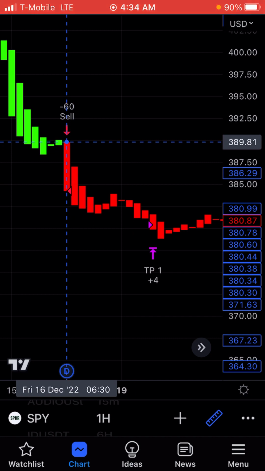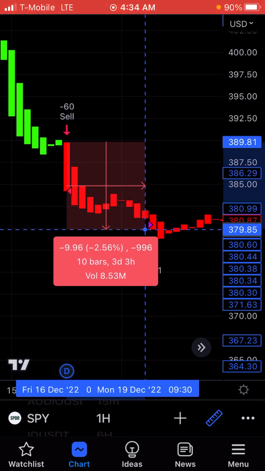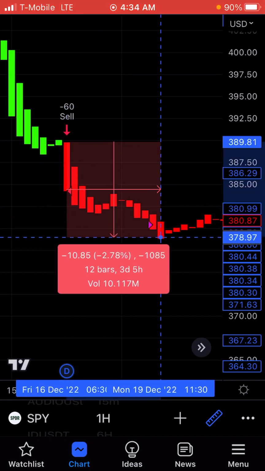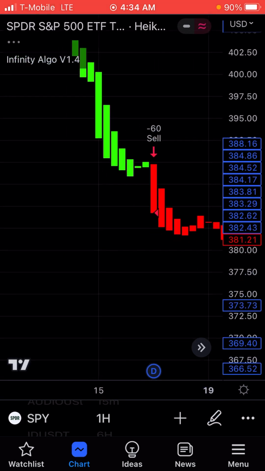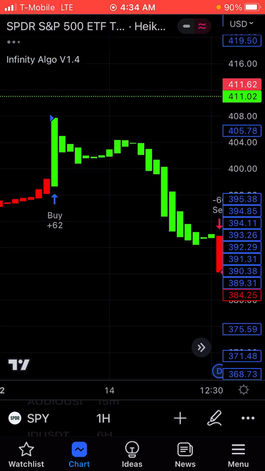So we came in here and we sold here. That's about a $10 difference in price. That's $500 in 3 days. Let's see if we can find it again.